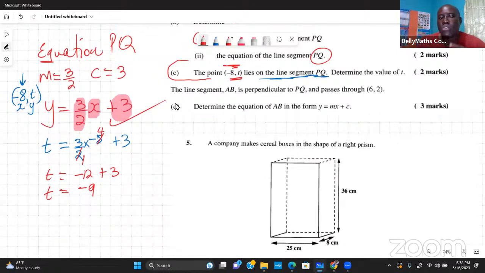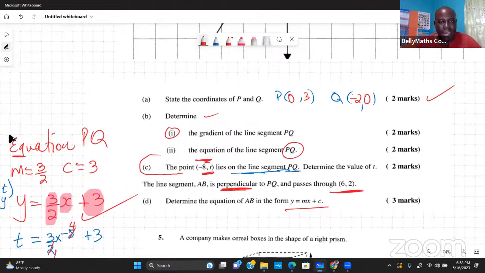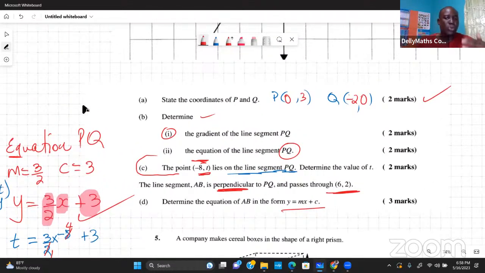They want us now to write, right? So the line segment AB, new thing, the line segment AB is perpendicular. Let's highlight that word right here. It's perpendicular to PQ and it passes through (6, -2). All right. So they want us to determine the equation of that line in this format. All right. Let us drop that line on my grid. It's perpendicular and it passes through (6, -2).